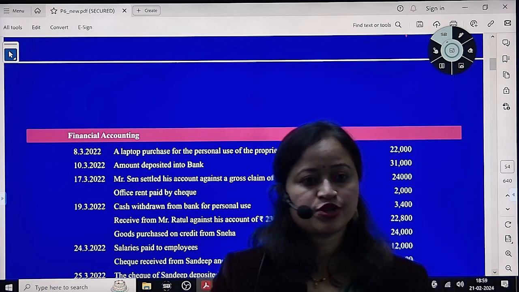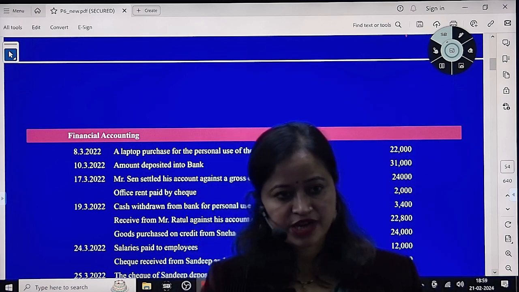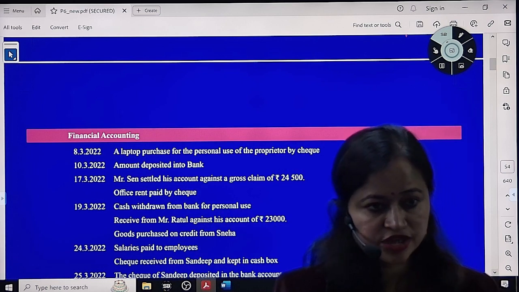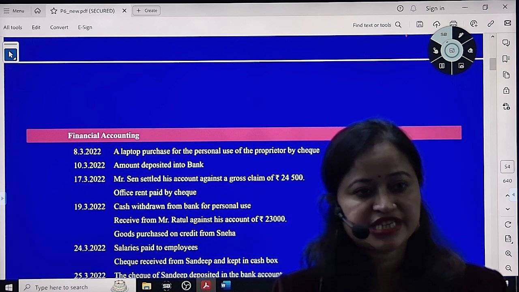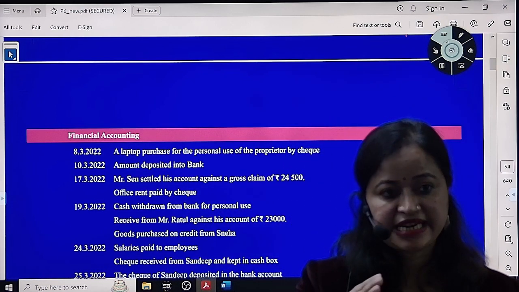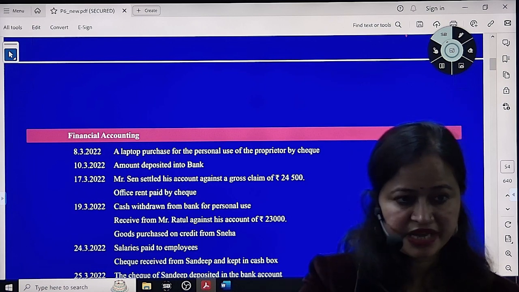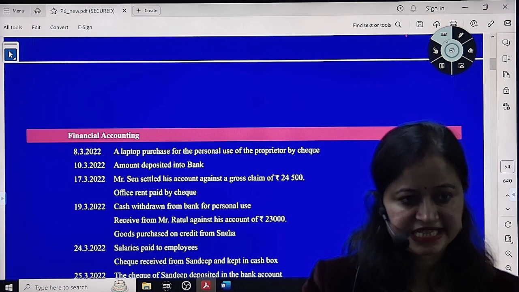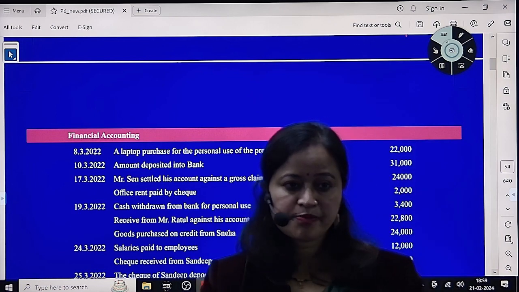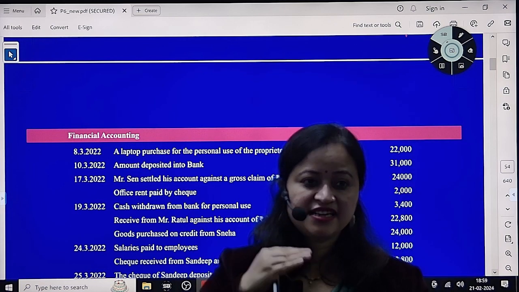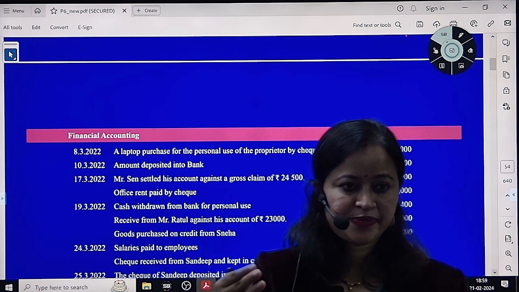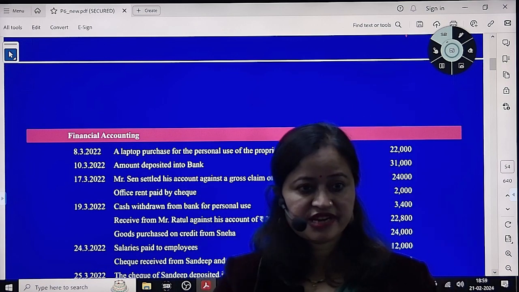Then another one is your petty cash book. Here you need to remember about the petty cashier. You need to remember about two types of petty cash book. One is your ordinary system, another one is imprest system. And the cashier is called the petty cashier and his boss is called the principal or chief cashier.